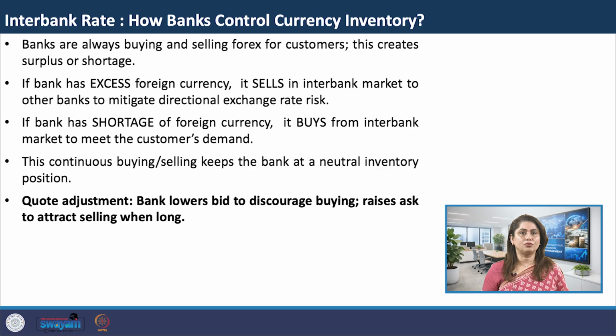A bank does not just go to the interbank market to fix its inventory, it also adjusts the rates it quotes to its own customer to nudge its inventory in the right direction. Here is how it works. If the bank is surplus in dollars, it will lower its bid rate slightly. A lower bid rate discourages exporters from bringing more dollars to the bank. At the same time, it lowers the ask rate to make dollars slightly cheaper for importers, encouraging them to buy more dollars away from the bank. Both adjustments together reduce the bank's position.